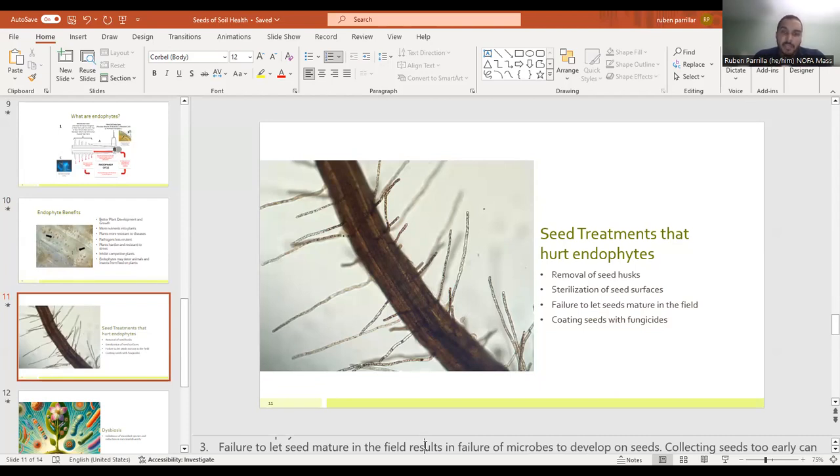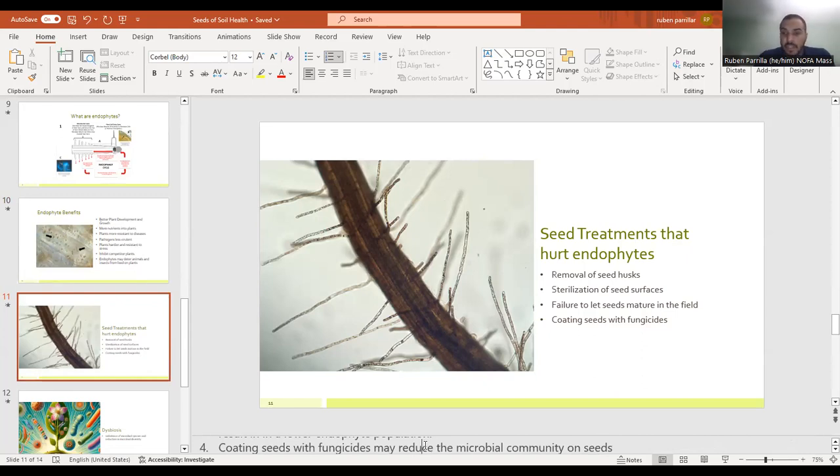So picking them too early may have detrimental effects when saving seeds, as a complete microbiome in terms of endophytes will probably not be present there. So, waiting a little longer and trying to mimic some of these natural processes in the wild will perhaps give you a wider range of endophytes.